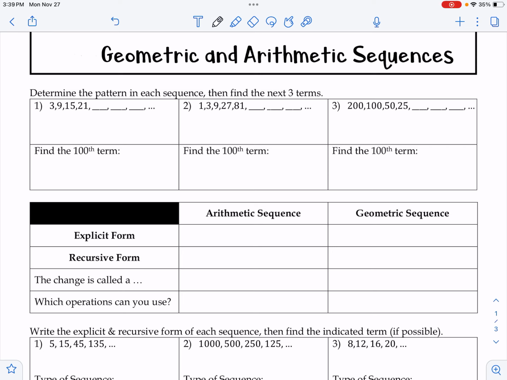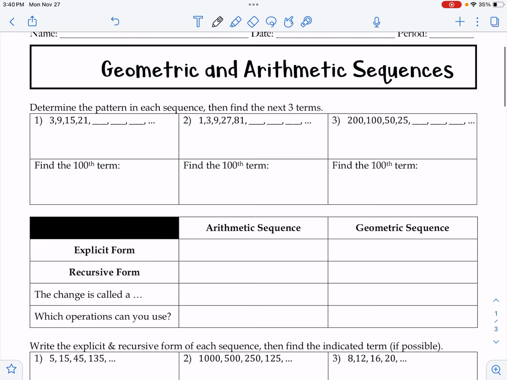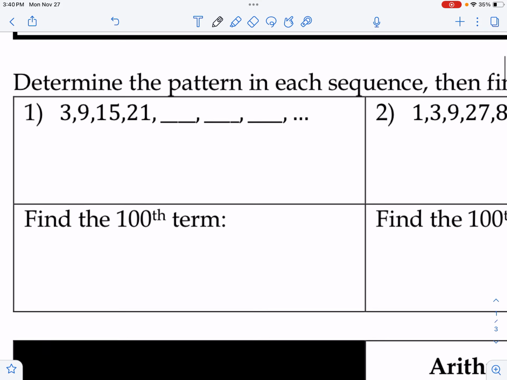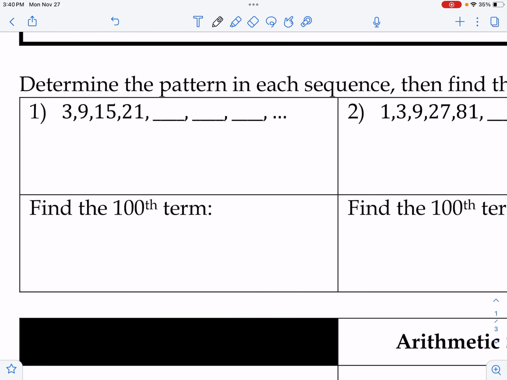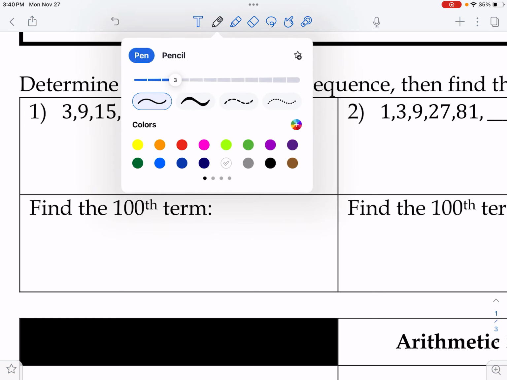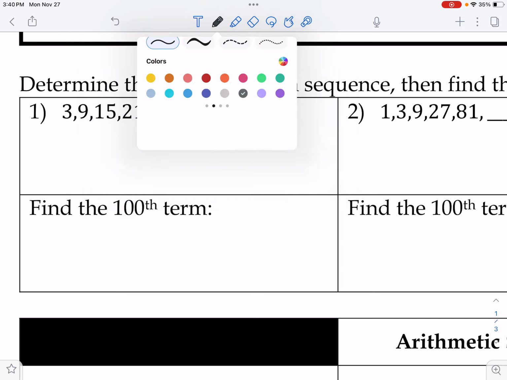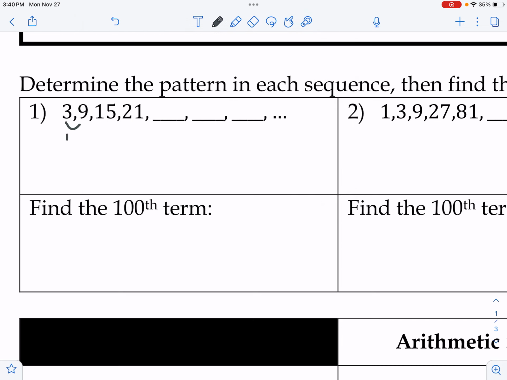Okay, so sequences are just lists of numbers that usually have a pattern. And so your goal is to identify the pattern. And so for number 1, our sequence is 3, 9, 15, 21. And so our pattern in this case is adding 6.